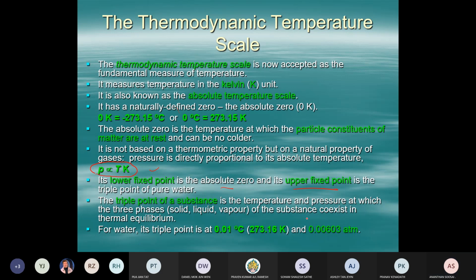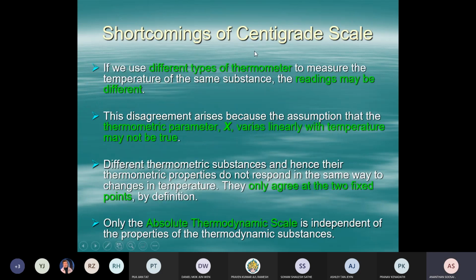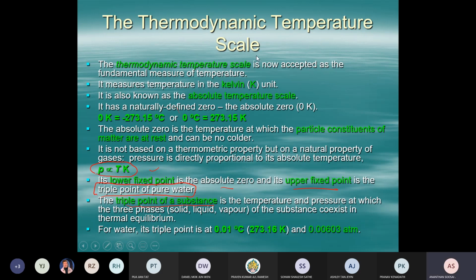The upper fixed point is called the triple point of a substance. Here we focus on the triple point of water. You see, the centigrade scale has 2 fixed points. What is that? The melting point of ice and the boiling point of water, right? This thermodynamic scale has 2 fixed points also. The lower fixed point is absolute zero, 0 Kelvin, and the upper fixed point is called the triple point of water.